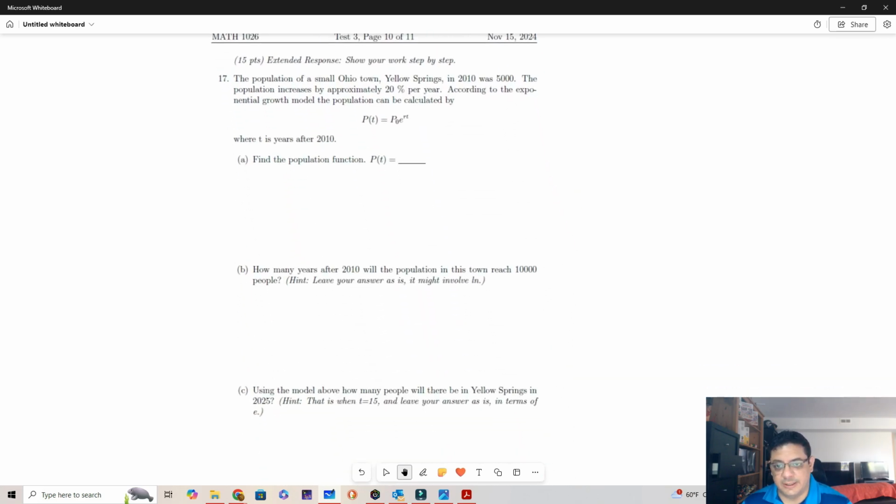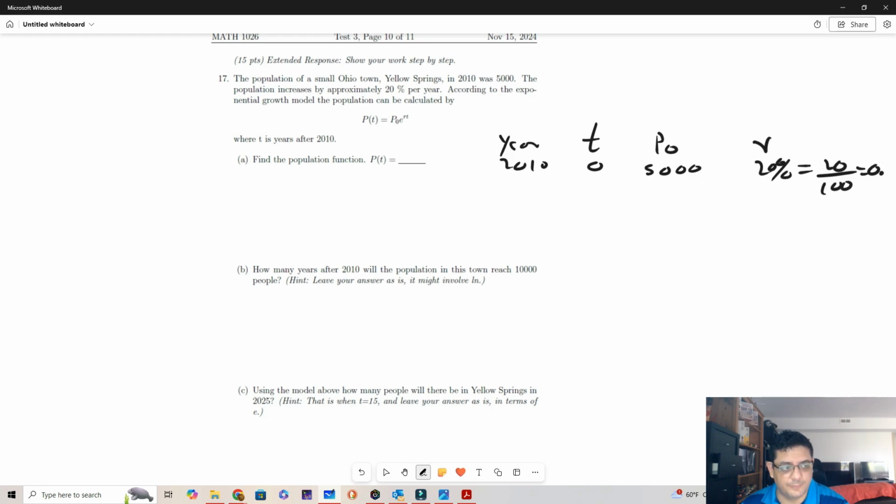Last but not least, the extended response. We have the population of a small town in Ohio. In 2010 it was 5,000, and so we take the year 2010 as t equals 0, and the initial population P0 was 5,000. So this is the initial information. We have that the rate is 20%, which is 20 over 100, or 0.2. So now we can write what P of t is. P of t is just 5,000 e to the 0.2t.